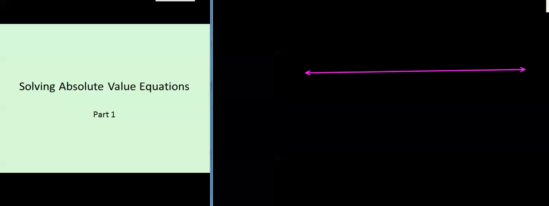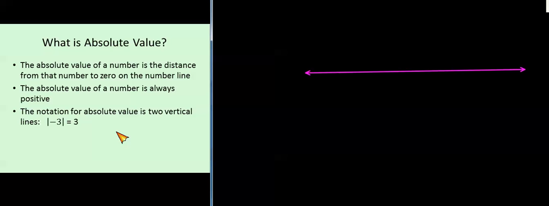Hello, this is a short video presentation on solving absolute value equations. The first thing we have to ask ourselves is, what is absolute value? The absolute value of a number is the distance from that number to 0 on the number line.